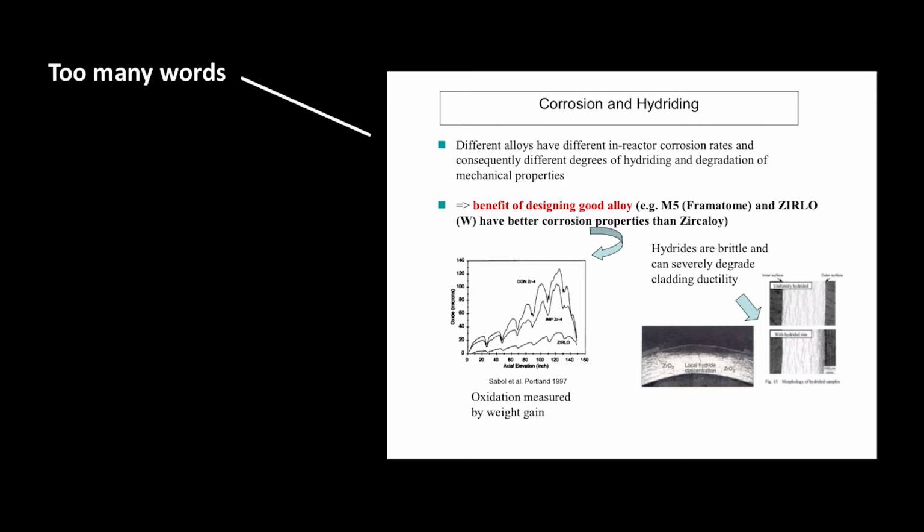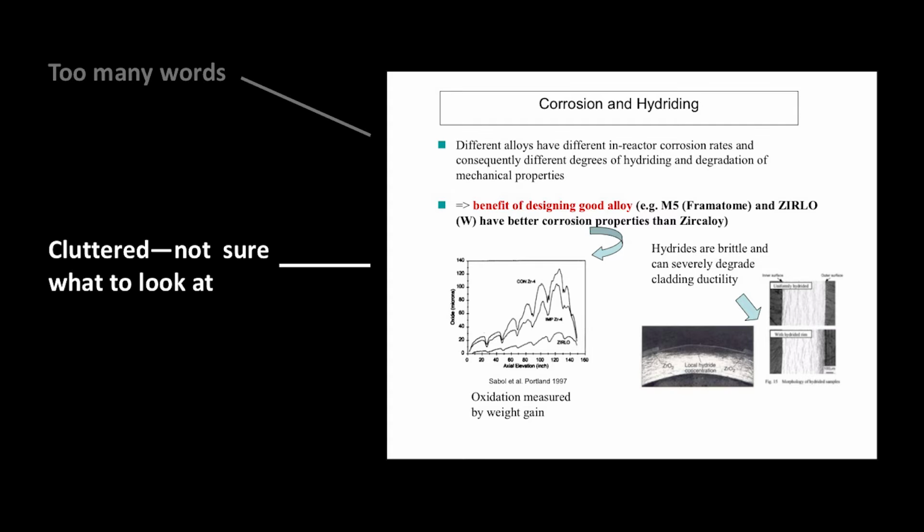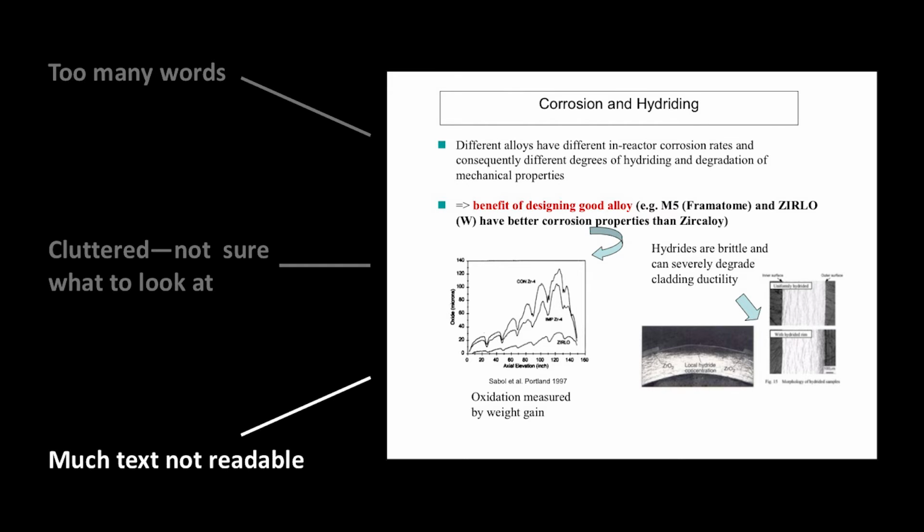Our surveys of scientists and engineers have also uncovered 2 other common weaknesses of slides. One is that many slides in scientific presentations are cluttered, so cluttered that the audience is not sure where to look while the speaker is talking. Another weakness is that much text is too small to read. This weakness is a particular problem when the text is important, such as for the axes of a graph.